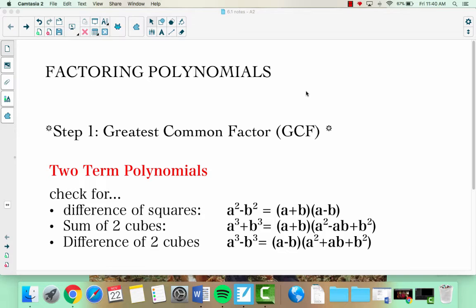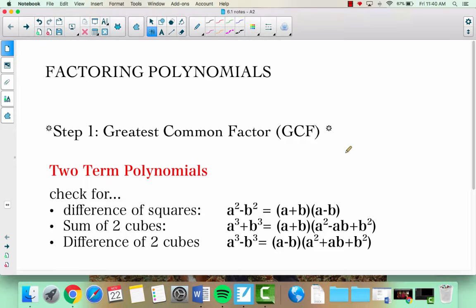So for two-term polynomials, examples of that might be something like x squared plus 6x, or maybe something like 2y squared minus 18. Okay, so something along those lines where there's only two separate terms with addition or subtraction in between them. There are three things you want to look for first.